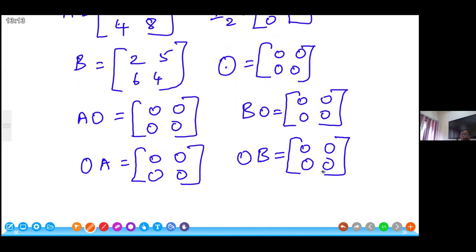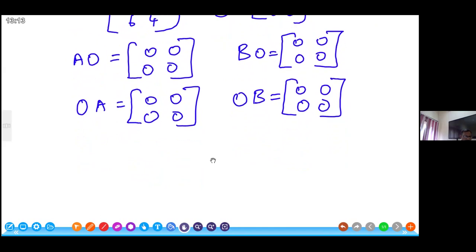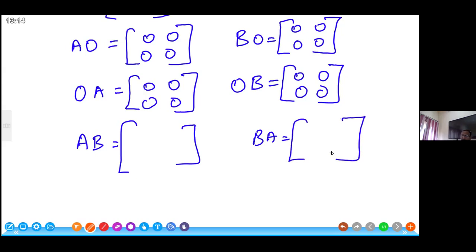Right? So that is how we can, for example, multiply AB, find out the value for AB, find out the value for BA, and you can multiply that.